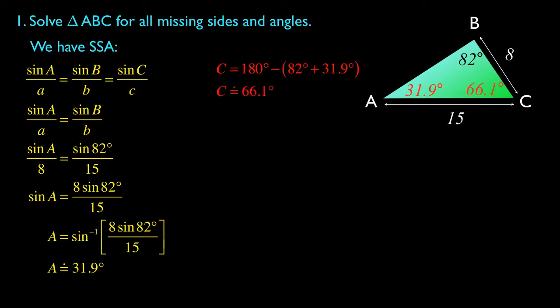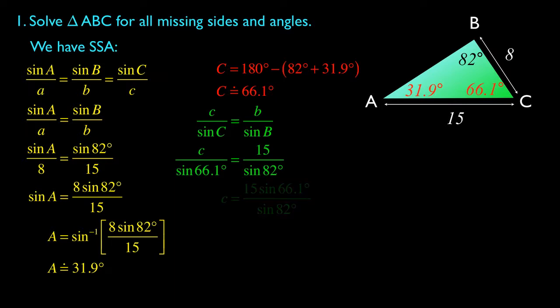Just one last step now to get the third side in our triangle, and that's to use the sine law again, and I'm going to use little c over sine c. You can see I've turned my sine ratio the other way with the sides on top because I'm after a side. So little c over sine c is little b over sine b. Filling in the values that I know, and then rearranging the equation, I get 15 sine 66.1 degrees over sine 82 degrees. And that value works out to 13.85.